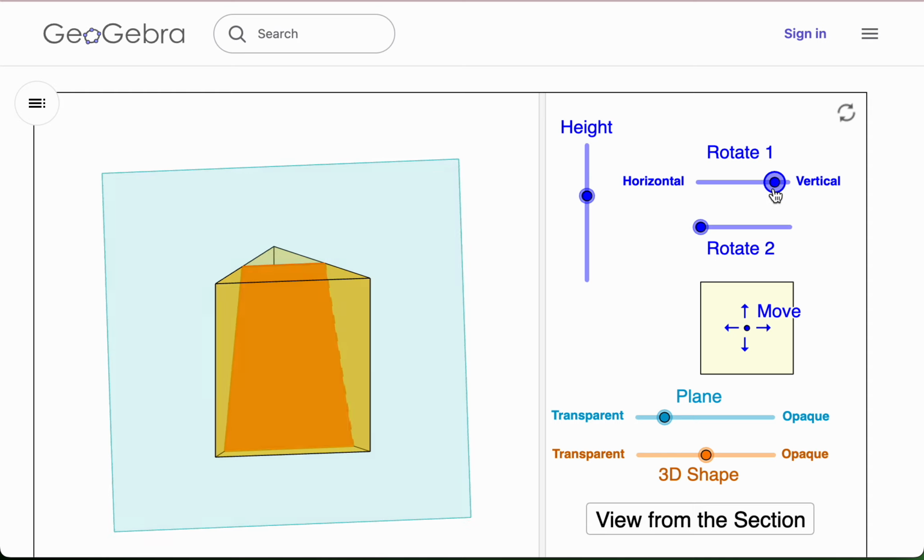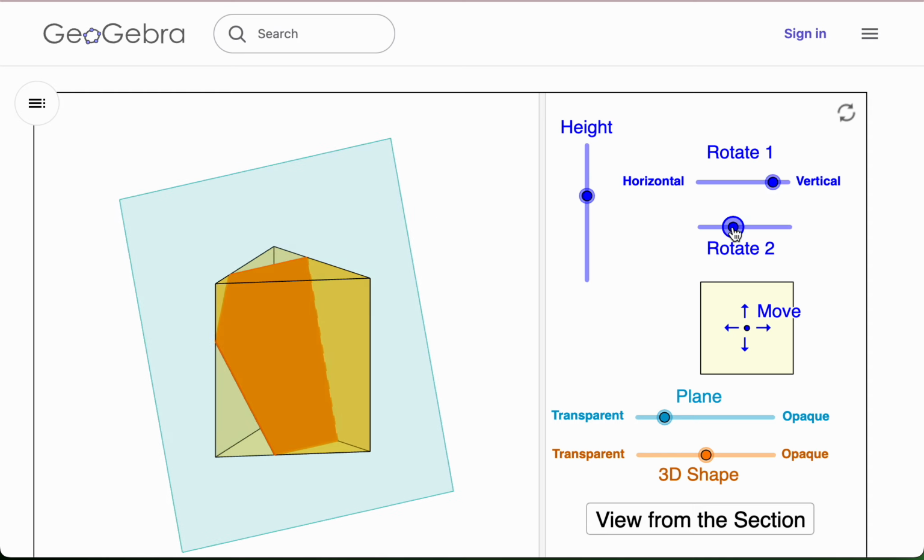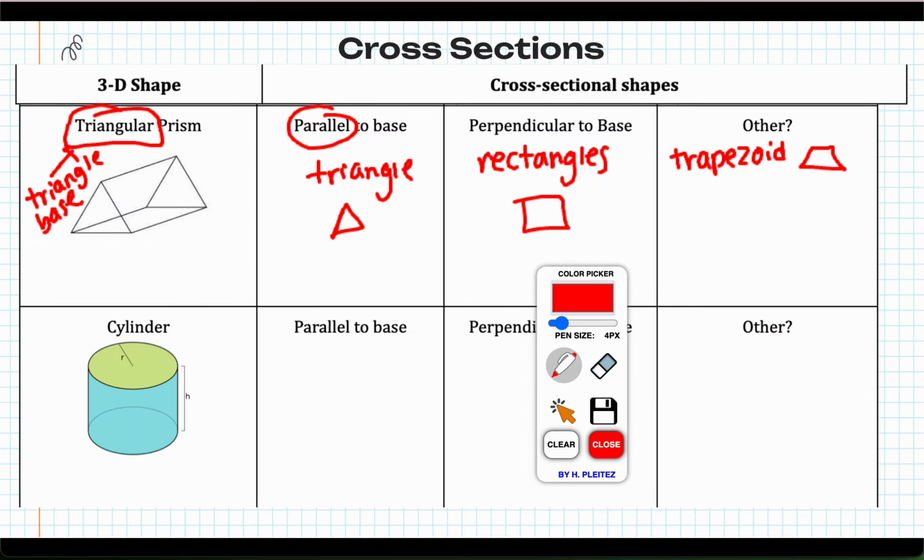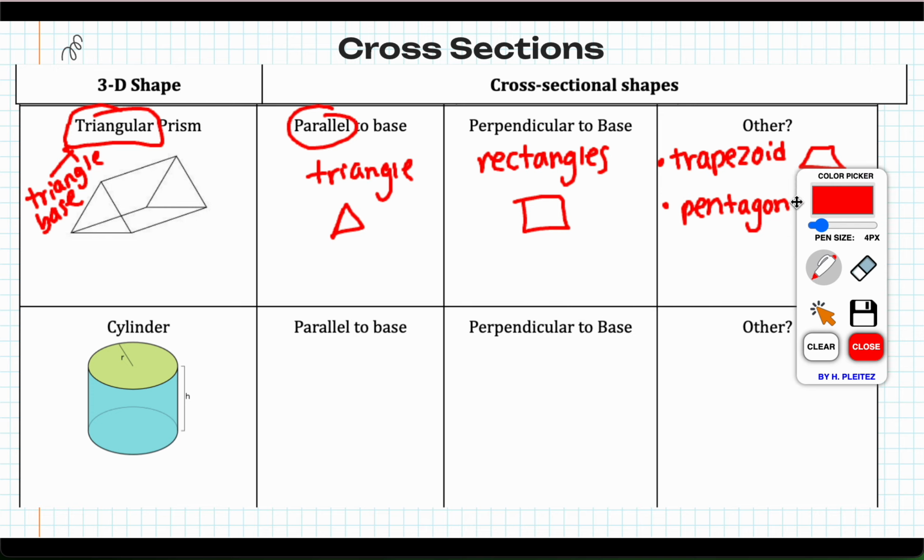Let's see if there are any others. I think this is going to be the only one there. Oh, we get this weird looking pentagon again. So I'm going to write pentagon. And again, these aren't going to be crazy assessed, but it's good to just be aware that there can be some weird cross sections in these shapes.